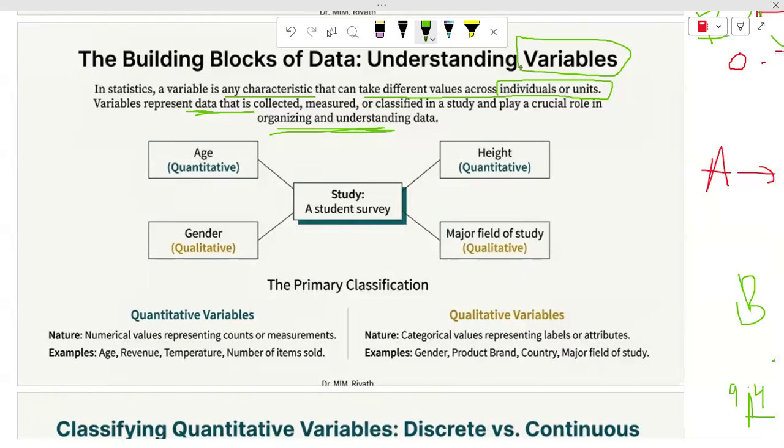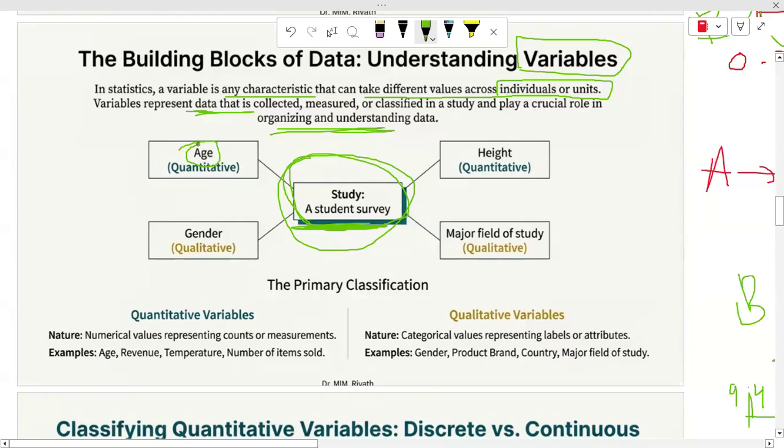In the next 4 years in your degree program, many times you will hear this term variable. In my study, I'm going to collect data. I'm going to do research. For that, I'm going to issue some questionnaires. I'm going to issue a form to you, and you have to respond on that form. Each individual has to fill that form. In that form, you may see your age.